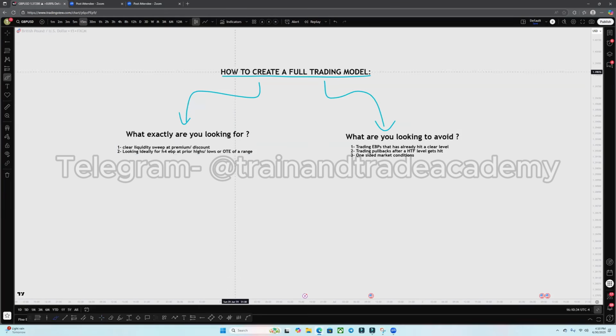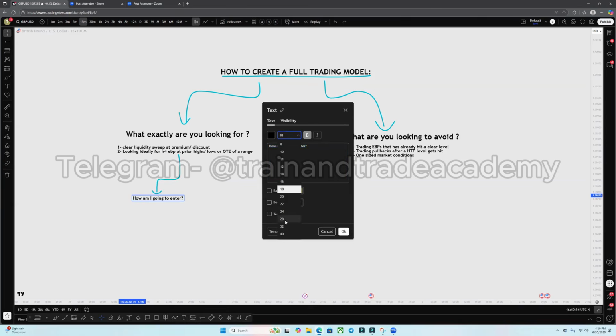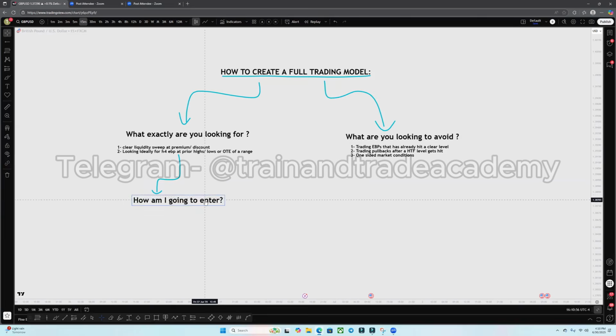Now, what am I looking for? What am I looking to avoid? These are the first couple of questions that you have to answer. Now, this is where you take things to the next step. When you know what you're looking for, how am I going to enter? This entry is obviously the biggest thing that most people struggle with: how do I enter a specific trade?